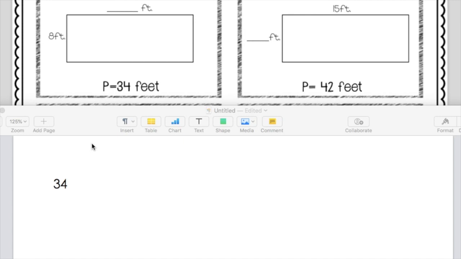Okay, today we are talking about perimeter and finding a side. So in this question right here, it tells us what the perimeter is. It is 34 feet. And we're wanting to find out what this side is here. What is the length of this side? So we need to look at what information we have. We know that the total is 34 feet and that this side over here is 8 feet.